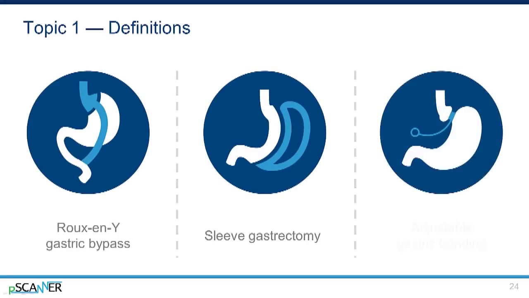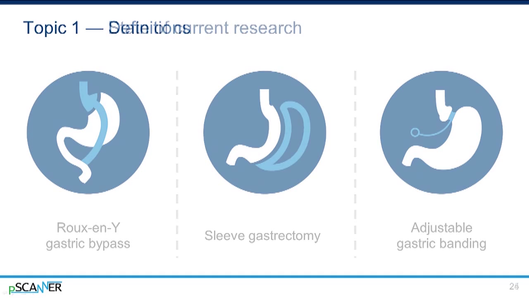The third type is adjustable gastric banding. A band is placed around the upper part of the stomach to create a small pouch to hold food. The band limits the amount of food you can eat by making you feel full after eating small amounts of food. The band can be adjusted to make food pass more slowly or quickly through the stomach.